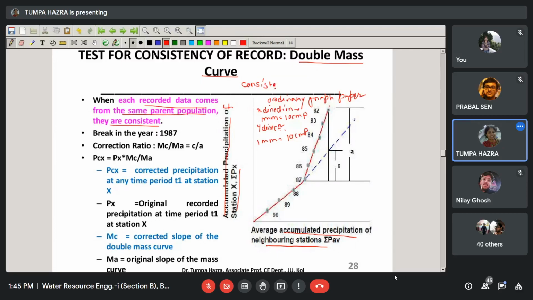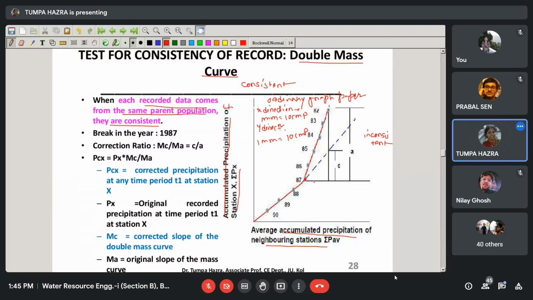But unfortunately, you can see here that from 1987 there is a change of slope of the line. That means your data is inconsistent, and your inconsistency starts from 1987.